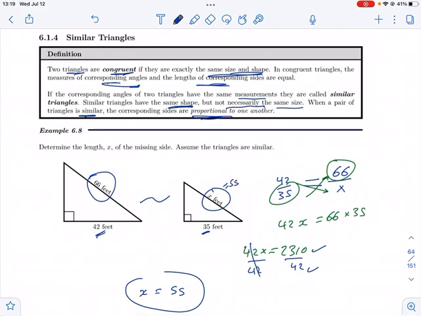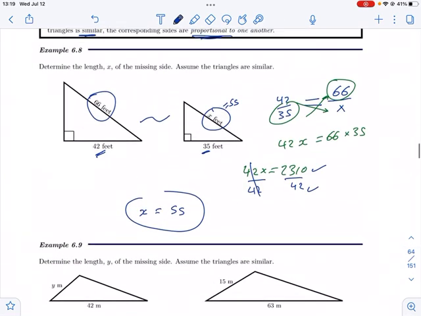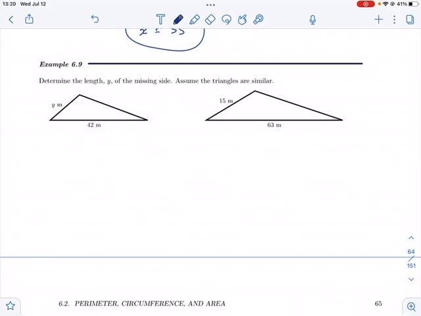So we use similar triangles to find the missing side length by finding corresponding ratios. Here we want to determine y, the length y, if we know that they are similar triangles. So we divide 42 by 63 or vice versa. So we can say 63 divided by 42 or 42 divided by 63. We also can divide y by 42 and 15 by 63. They should be equal.